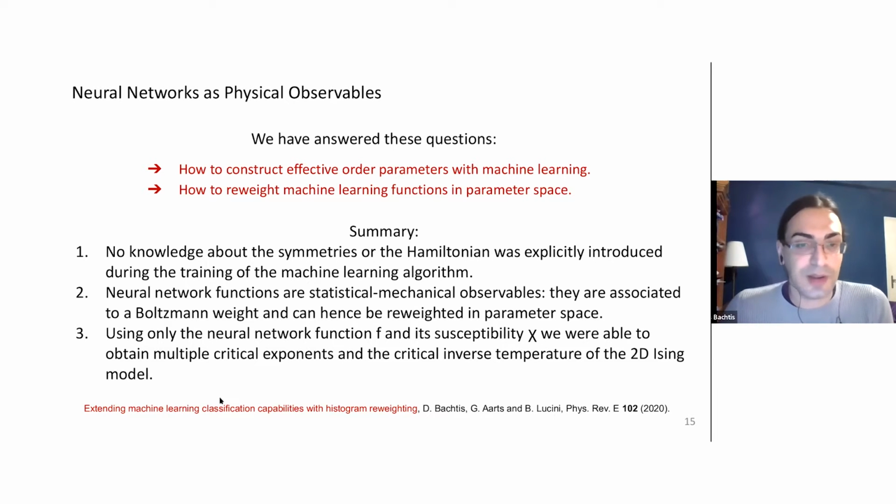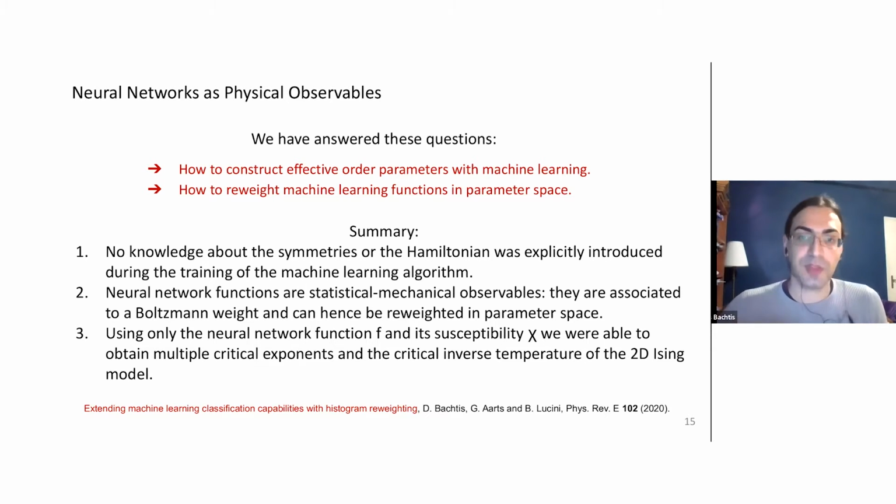We also saw that neural network functions are statistical mechanical observables. They are associated to a Boltzmann weight, and we can therefore reweight them in the system's parameter space. And we also saw that by using only the neural network function and its susceptibility, we were able to obtain multiple critical exponents as well as the critical inverse temperature for the two-dimensional Ising model.